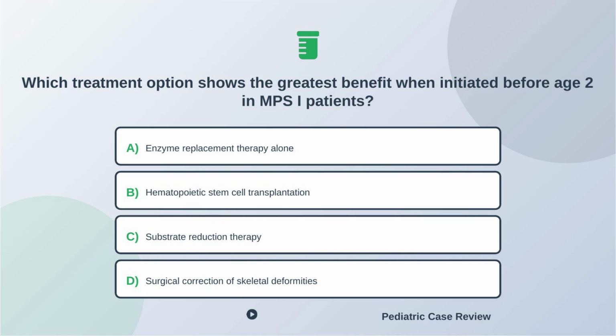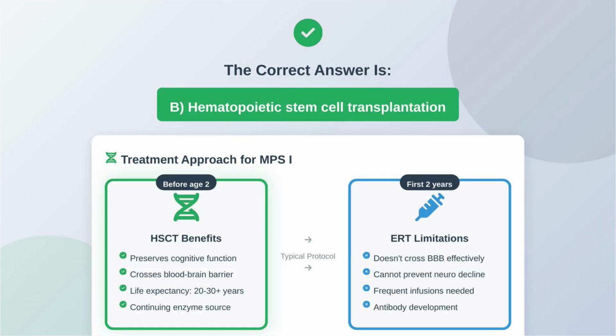Which treatment option shows the greatest benefit when initiated before age 2 in MPS 1 patients? A. Enzyme replacement therapy alone, B. Hematopoietic stem cell transplantation, C. Substrate reduction therapy, or D. Surgical correction of skeletal deformities? The correct answer is B.